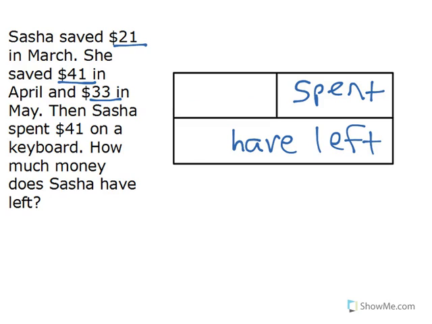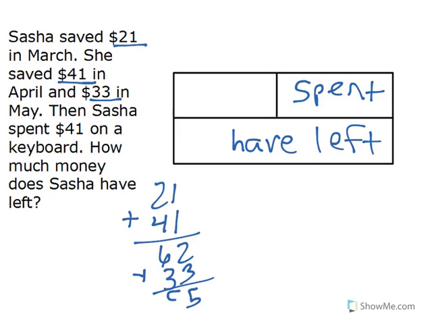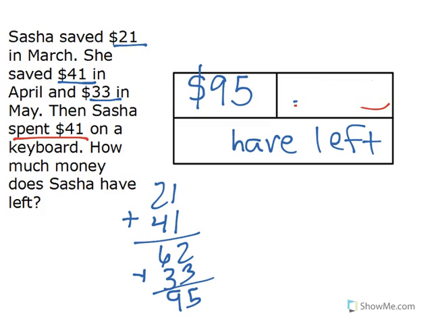So I'm going to take 21 plus 41. That would leave me with 2 and 6, so 62. And then I'm going to add 33, which would leave me with 5 and 9. So I know that she saved $95. The next part of my question says spent. So I can see that she spent $41. So I'm going to put $41 right there. Now, I need to find out how much money she has left.